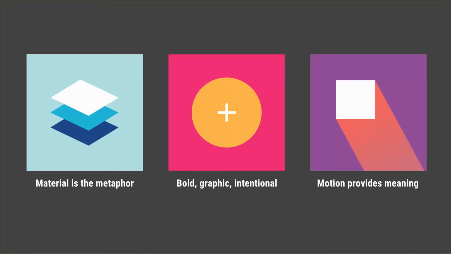So we looked at material, which is the main principle behind material design. That's really great for understanding material design. So that's the first core principle of material design that we need to understand. The second one is bold, graphic, intentional. And the third one is motion provides meaning. So first, let us look at an example of bold, graphic, and intentional.